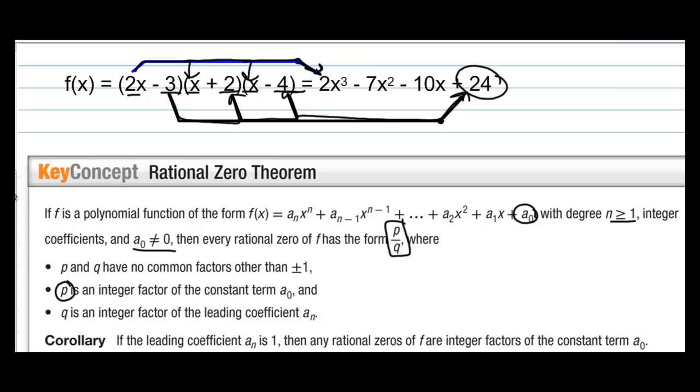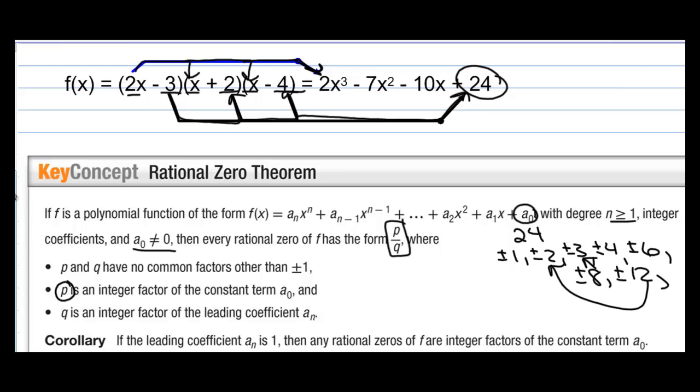So in other words, if this was 24, now there's a lot of factors of 24, p could be plus or minus 1, 2, 3, 4, plus or minus 6, plus or minus 8, because 8 times 3 is 24, plus or minus 12, because 12 times 2 is 24, and then plus or minus 24. P is the factors of the last term. Q is an integer factor of the leading coefficient a sub n. So if the leading coefficient is up here at 2, then the factors are plus or minus 1, and then plus or minus 2.